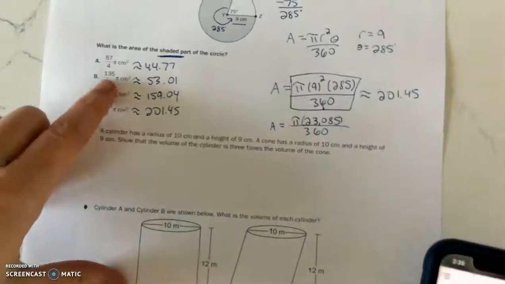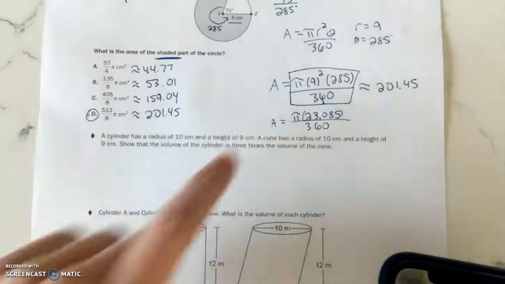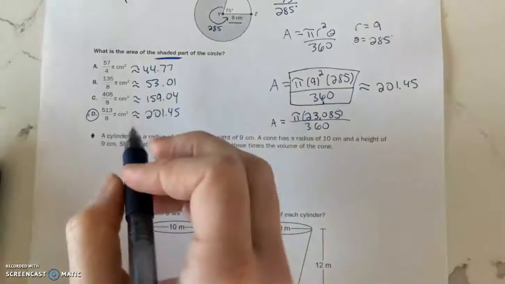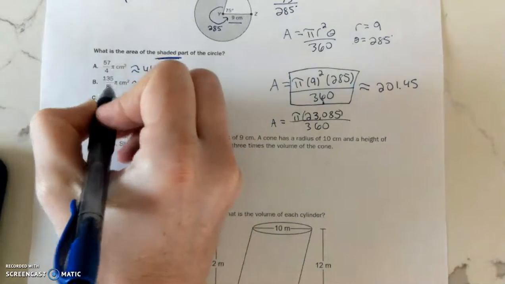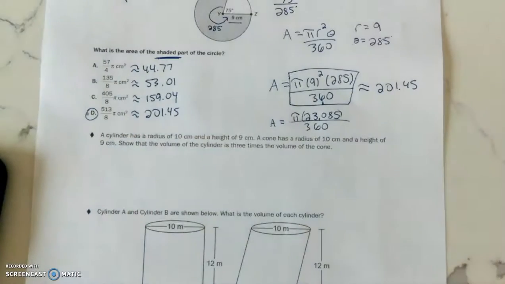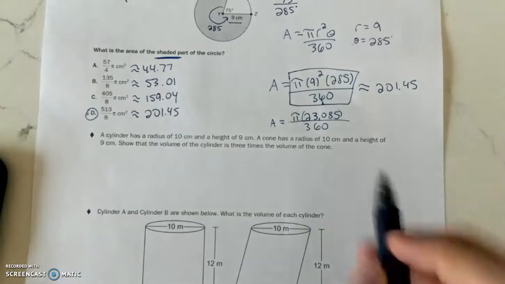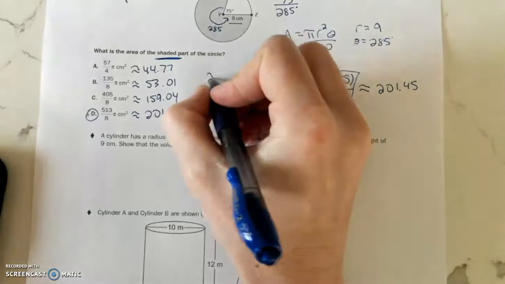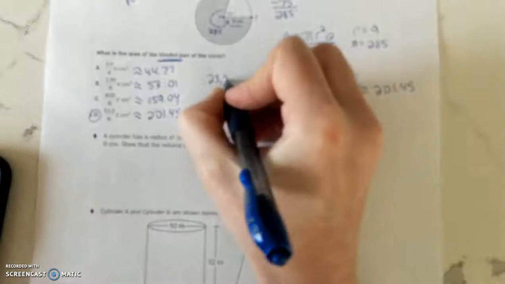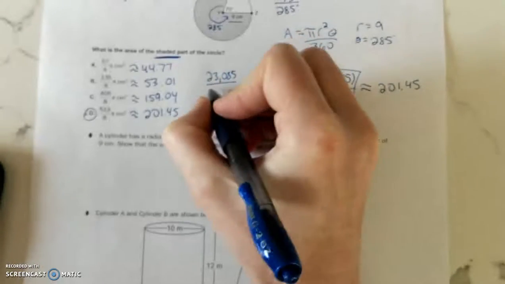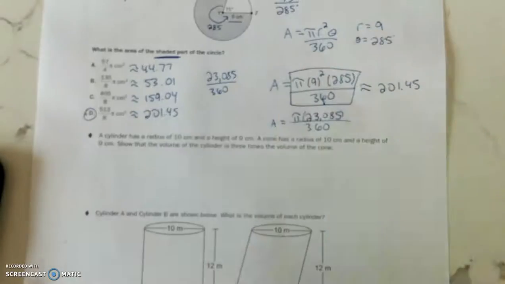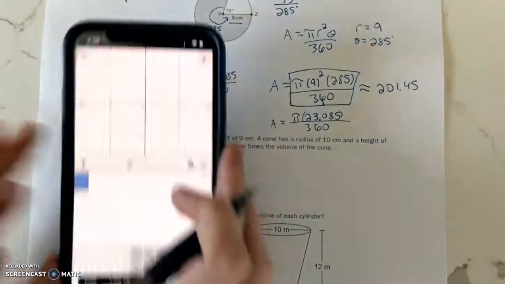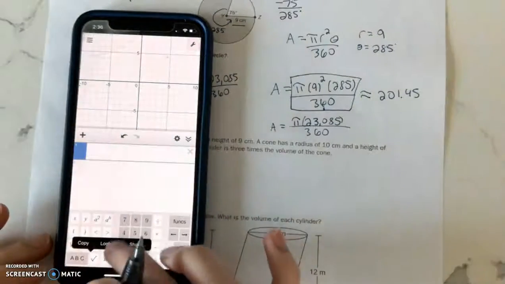Now, you don't see any of these answer choices with that fraction, right? Because it's simplified. So looking at it, I see two different denominators. I see a denominator of 4 and a denominator of 8. So we can easily see how to simplify this fraction using one of those two denominators. So 23,085 divided by 360. So we're either using 8 or 4. So let's start off with 4.